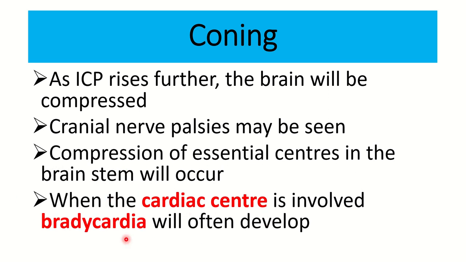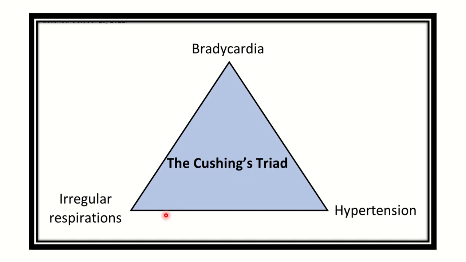And when the cardiac center is involved, then bradycardia develops. We know that the cardiorespiratory centers are located in the medulla oblongata. So when they are involved, then bradycardia develops, and also Cheyne-Stokes breathing develops, that means irregular respiration. Here we can see the Cushing triad. The Cushing triad develops due to coning or increasing intracranial pressure. They are hypertension, which is the first event, then bradycardia and irregular respiration.